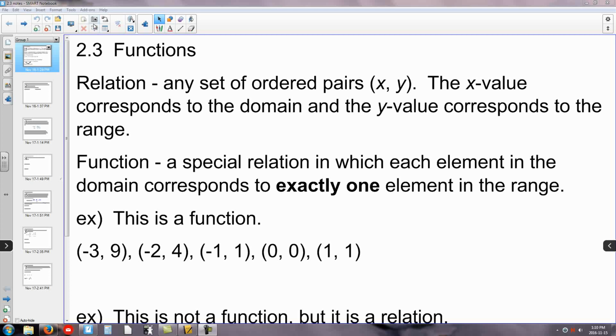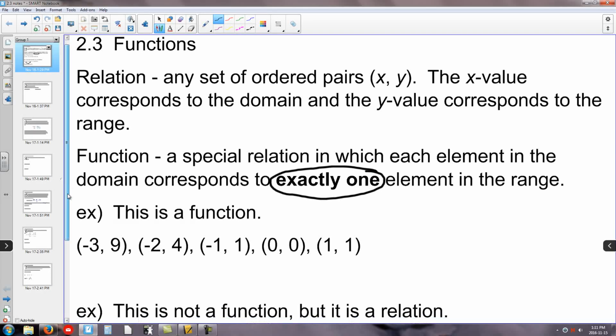So these are the notes for 2.3, and here we're going to be talking about functions and what makes a function a function. A relation is any set of ordered pairs. The x is the domain and the range is the y. But a function is special in that every x value, or every domain value, has exactly one range value, meaning that if you put in an x, there's only one result that can come from it.